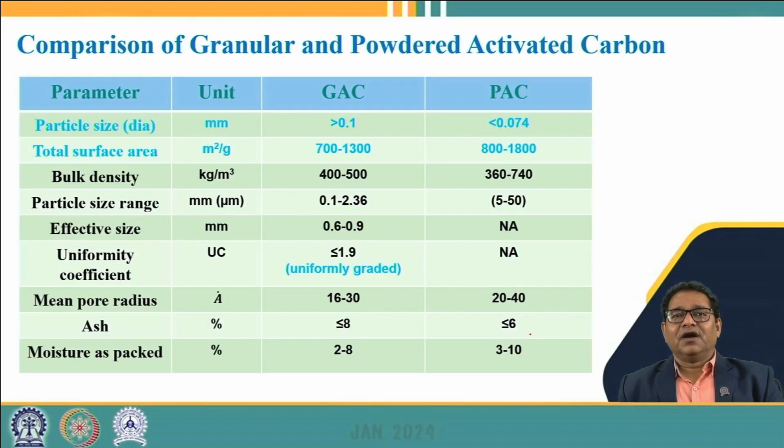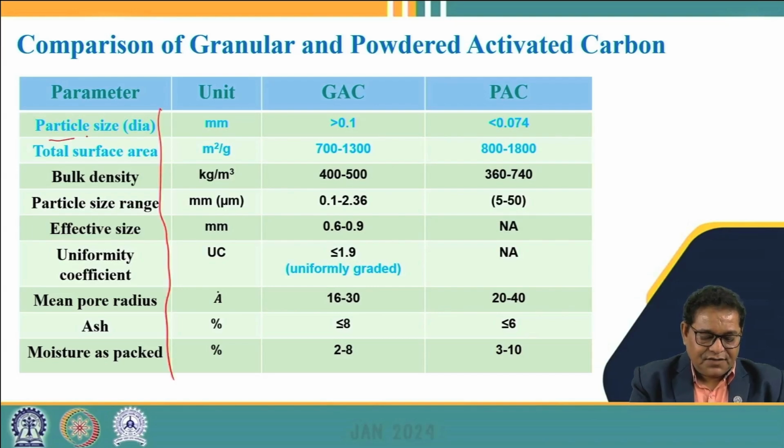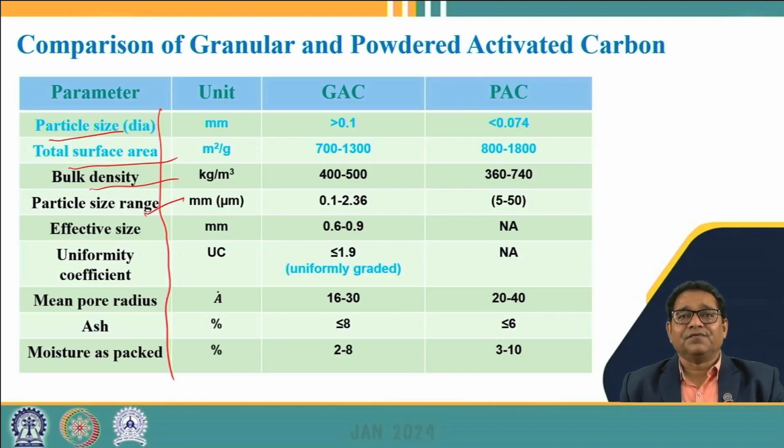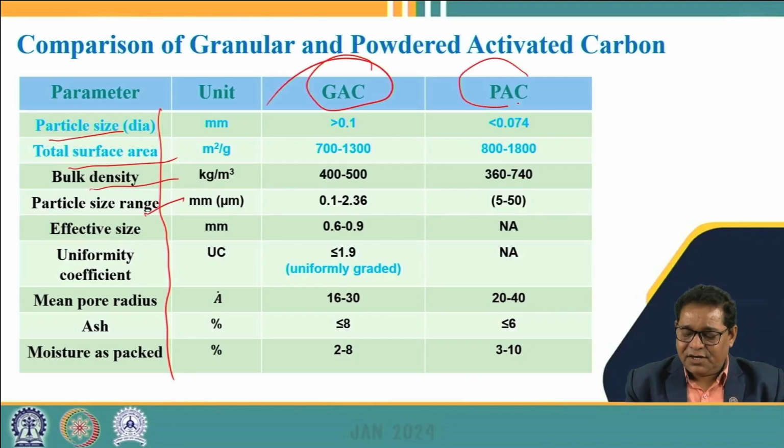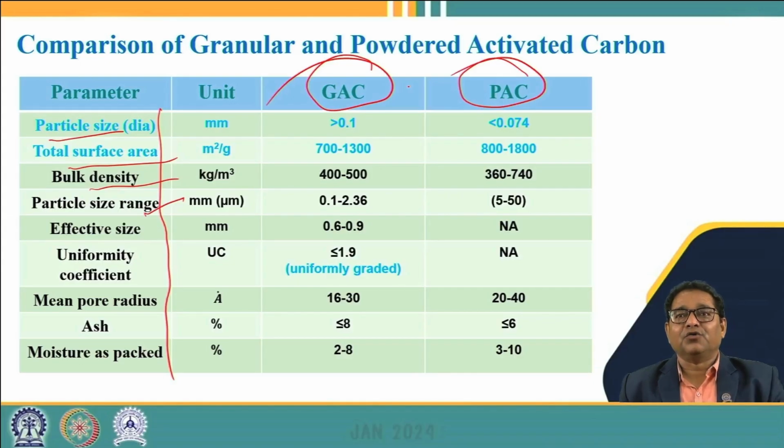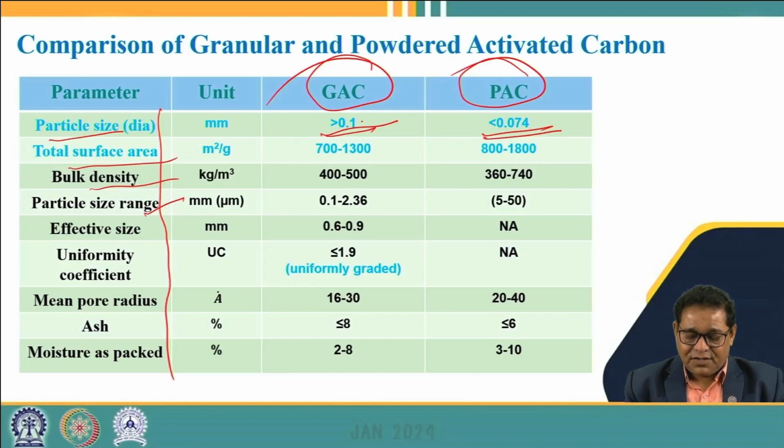Then let us see the various properties of the granular and powder activated carbon derived from this process. These are the parameters: particle size, surface area, bulk density. There are a number of properties. If we compare, this is granular activated carbon and this is powder activated carbon. Both are activated carbon; the basic difference is that one has a smaller size and one has a bigger size. Particles with a size of more than 0.1 mm come under granular activated carbon, whereas those with a size of less than 0.074 mm are called powder activated carbon.